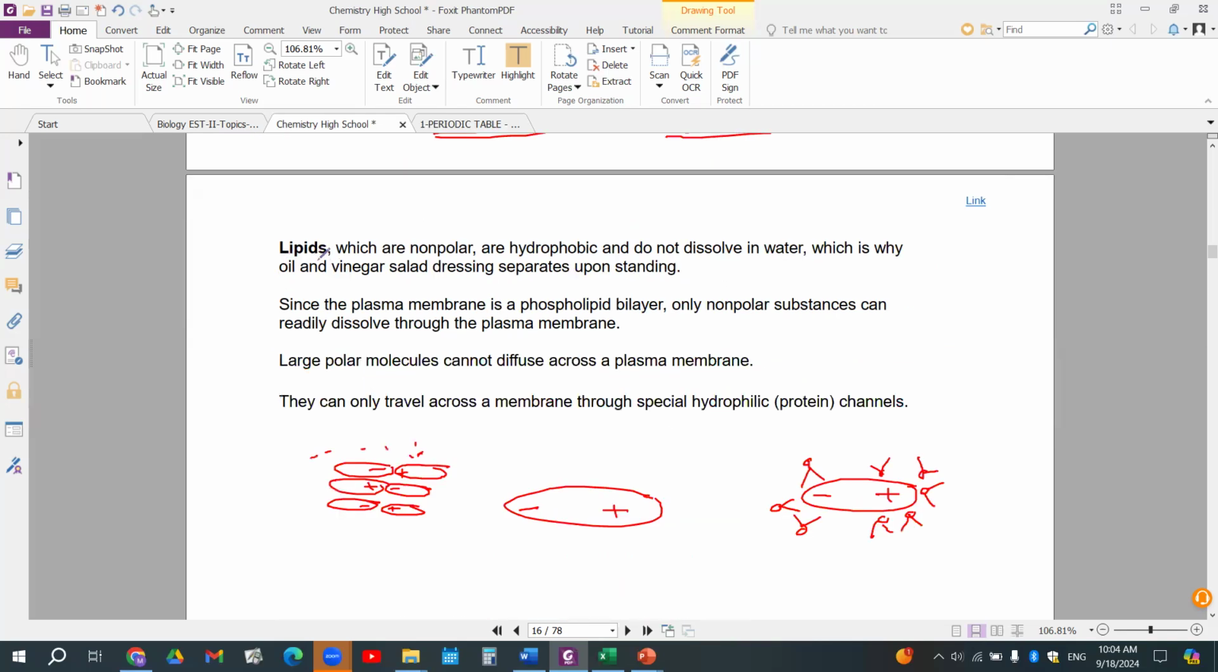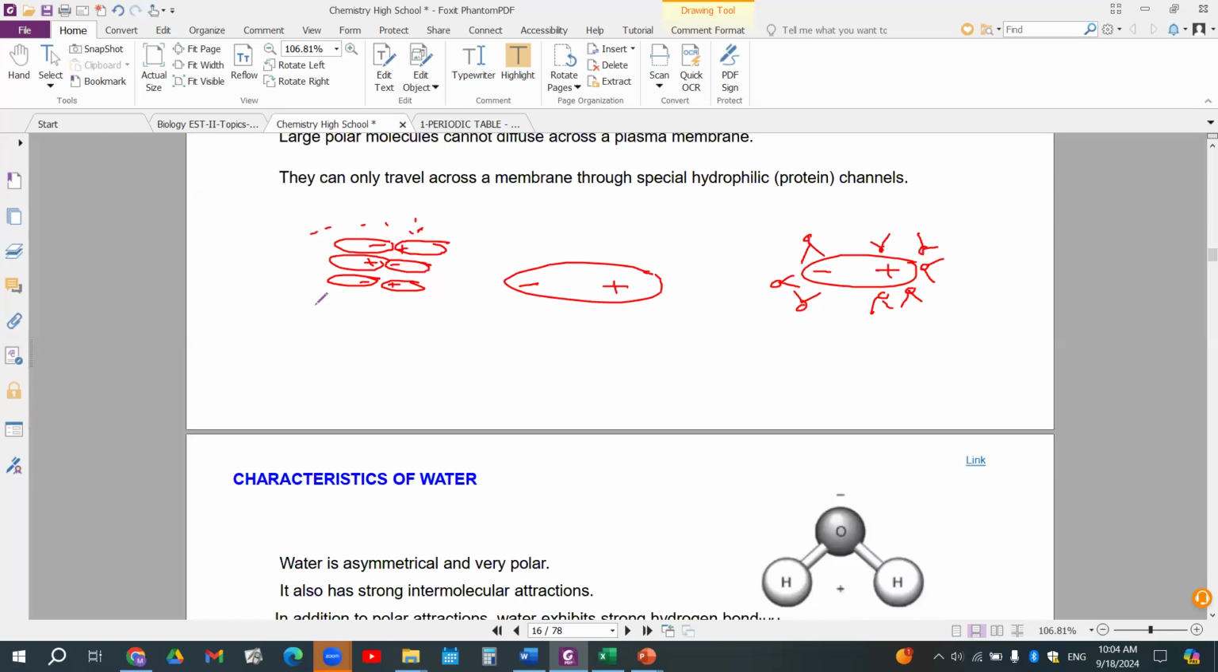Lipids are non-polar. They are called hydrophobic. What's meant by hydrophilic and hydrophobic? Substances that dissolve in water are called hydrophilic. Phil means love. Phob means hate, like phobia. Hydrophilic, like water, dissolves in water. Hydrophobic, like oil, does not dissolve in water. When you put oil in water, it separates: oil above and water below. It's called hydrophobic.